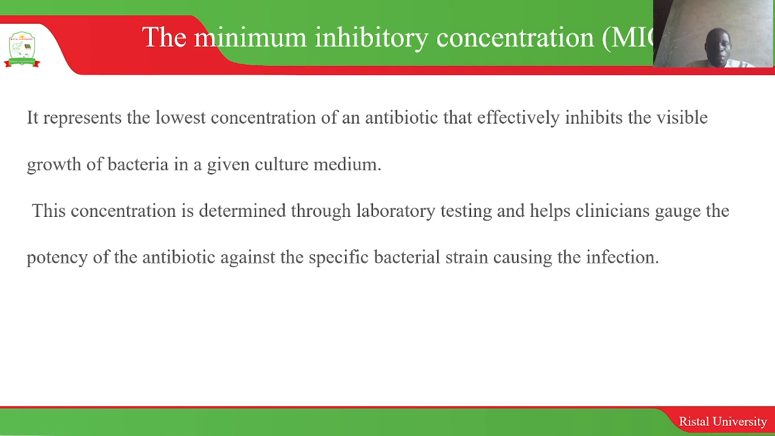Let's look at what we call the minimum inhibitory concentration, which is MIC. The MIC represents the lowest concentration of the antibiotic that effectively inhibits the visible growth of the bacteria in a given culture medium. So it's looking at the concentration of the drug that is able to inhibit the growth of bacteria in a given culture medium. This concentration is determined through laboratory testing and helps clinicians gauge the potency of the antibiotic against the specific bacterial strain that causes an infection.